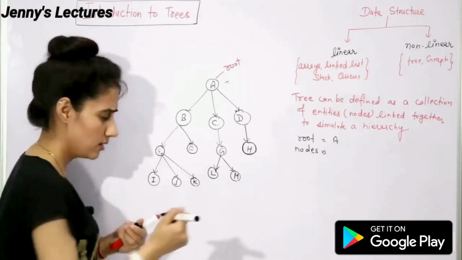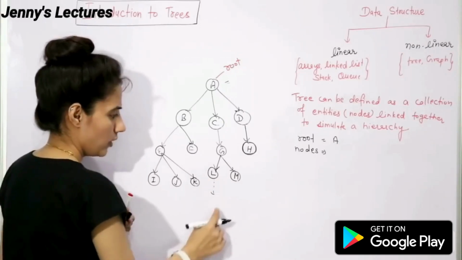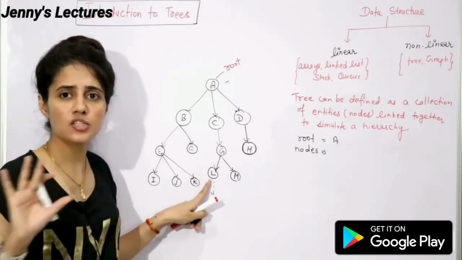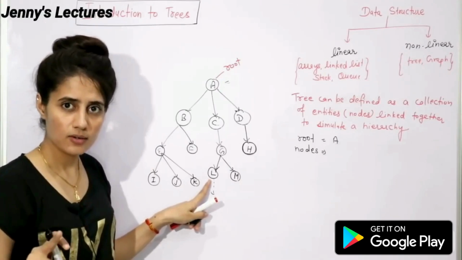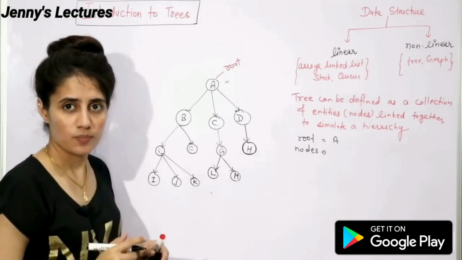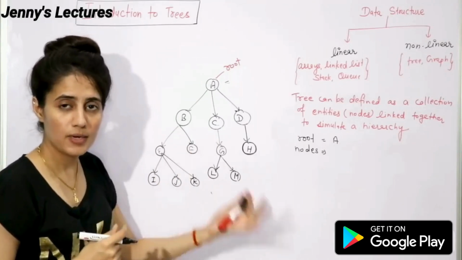Immediate successor means the next one to L. No, we don't have one. It means L is not having any child, right? So these are containing what? Parent-child relationship, also grandparent.